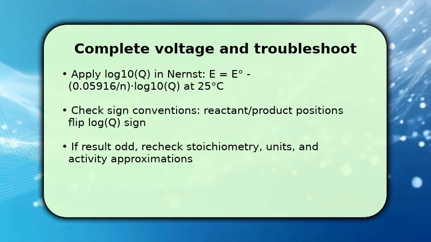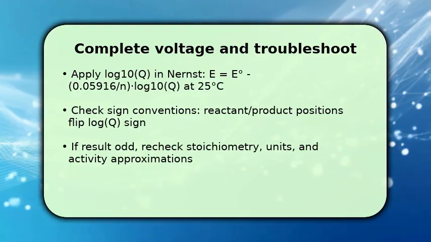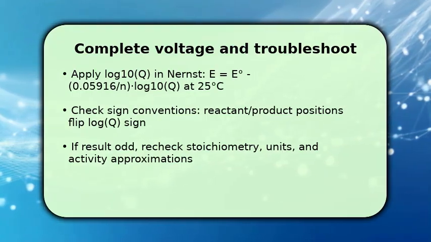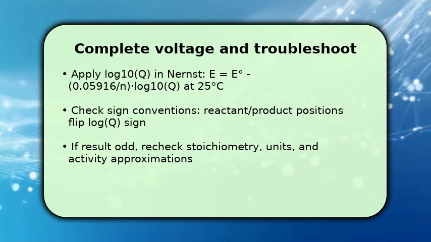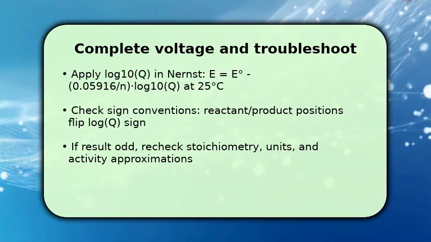If your result seems wrong, troubleshoot by rechecking stoichiometric exponents, verifying concentration units and gas pressures, and testing whether using activity coefficients versus concentrations materially shifts the result.